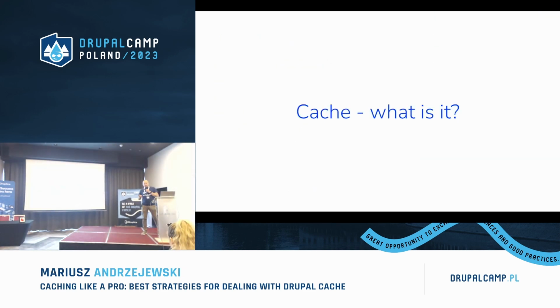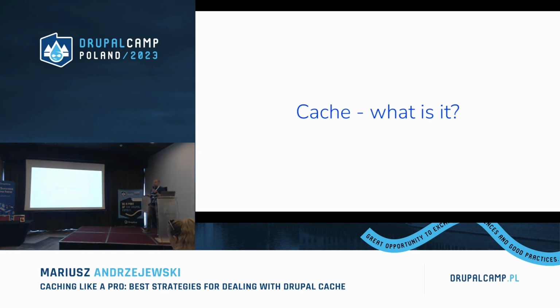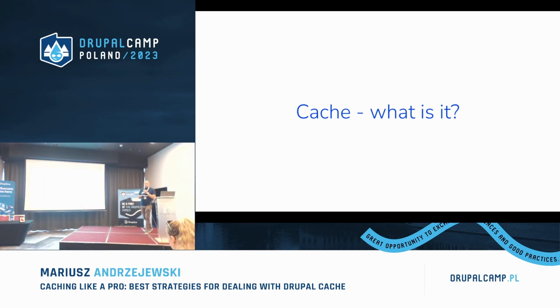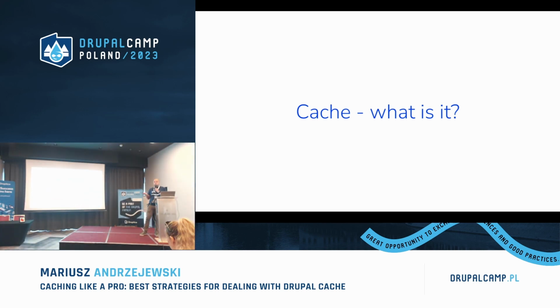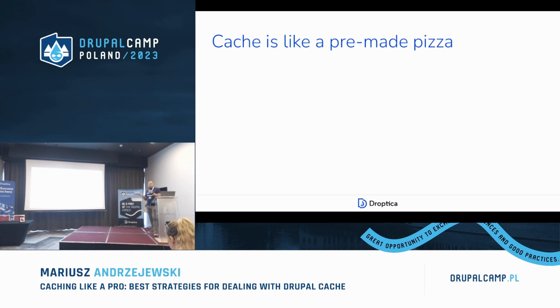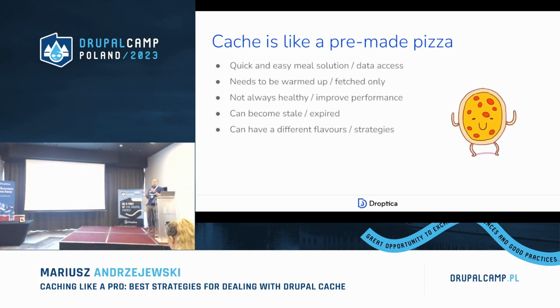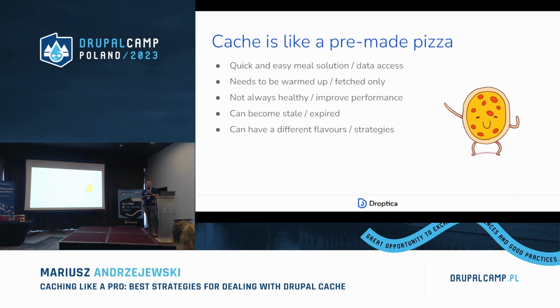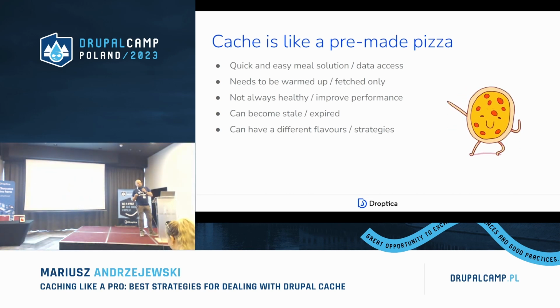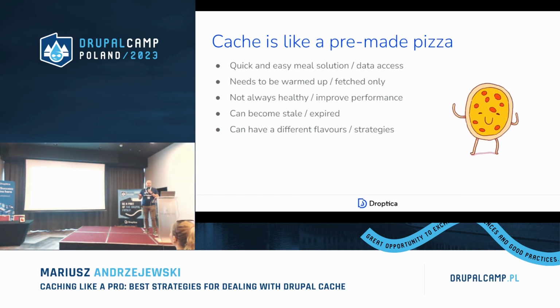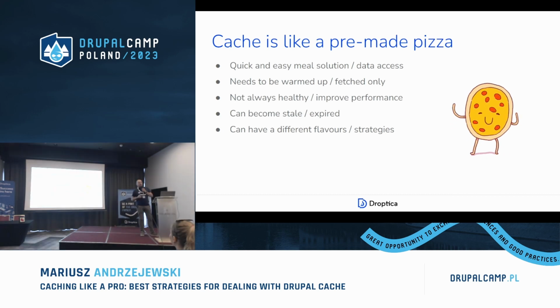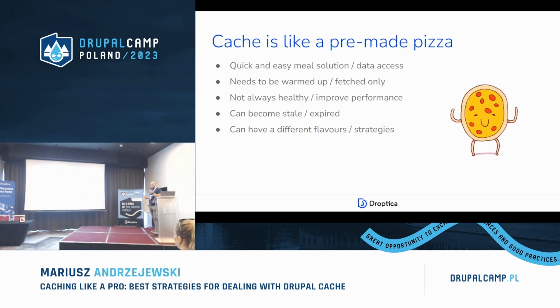Yeah, so let's go to the cache. We are talking a lot about the cache. It is important, but what do we actually know about it? If I were to compare it to something from real life, it's like a pre-made pizza. This is convenient these days to buy one just in case. Maybe a friend will pop up, maybe you will get hungry. I know you all just ate your lunch, so you are probably not hungry right now.